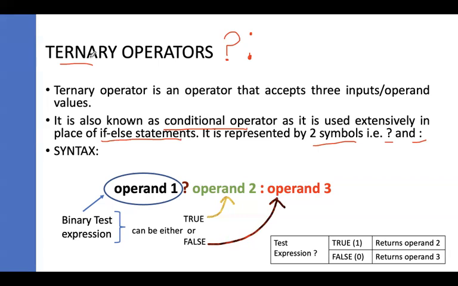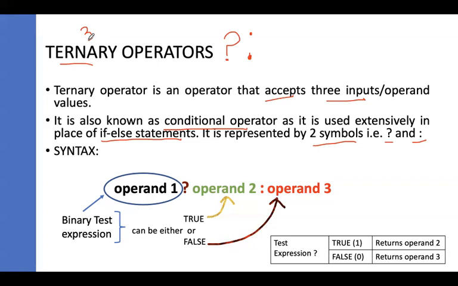The ternary operator accepts a total of 3 inputs. That's why the name is ternary, because ternary means 3. You have unary operators, for example increment and decrement. Why unary? Because they are applied on a single value, like plus plus A. A is only one value.